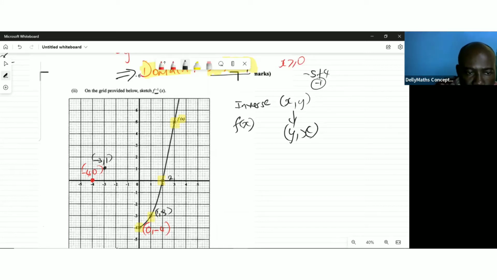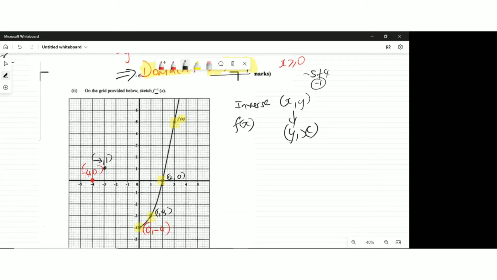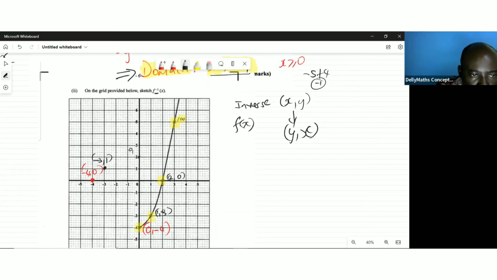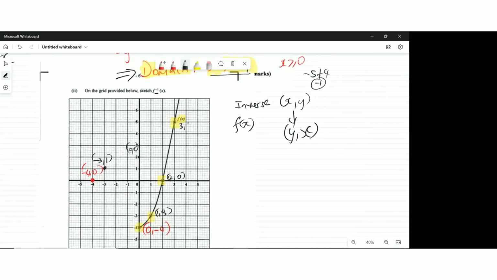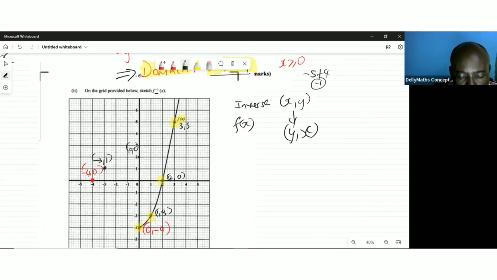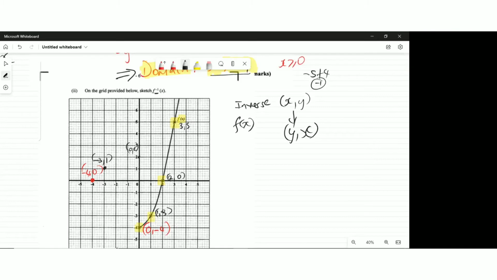Going again. (2, 0). Adrian. (0, 2). Right here, (0, 2), the inverse. And then now, what is this? (3, 5). Yes, sir. (3, 5). And (3, 5) becomes what? (5, 3). (3, 5) becomes (5, 3).